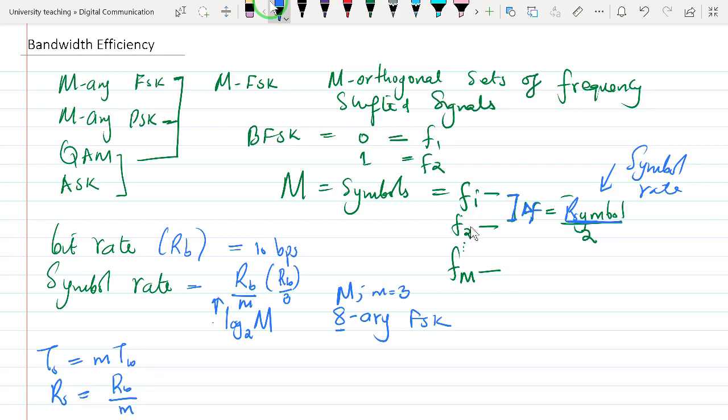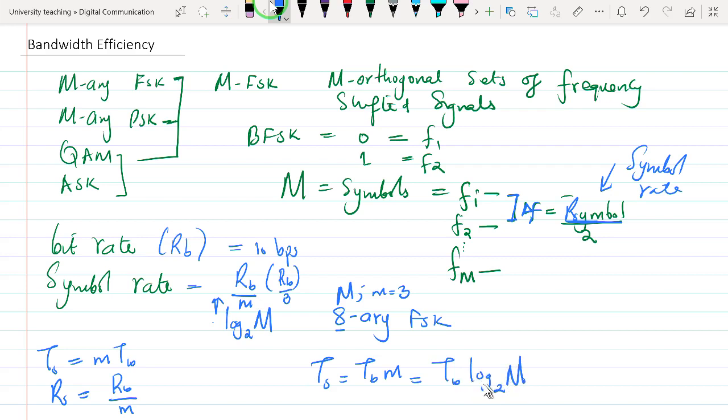So we were here and we have just said that for the orthogonal sets of signals to be transmitted or detected coherently, the difference between the two frequency symbols must be minimum of symbol rate divided by 2. So we have also said that we know that the TS is given by TB times M, which may be represented as TB log to base 2 of M.